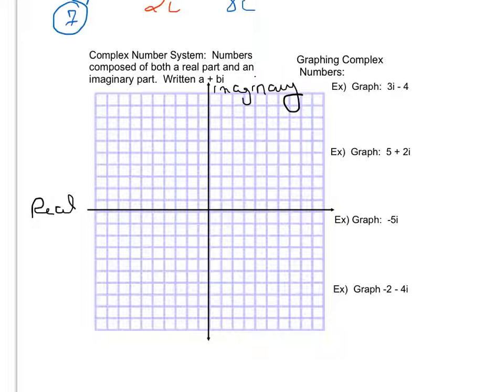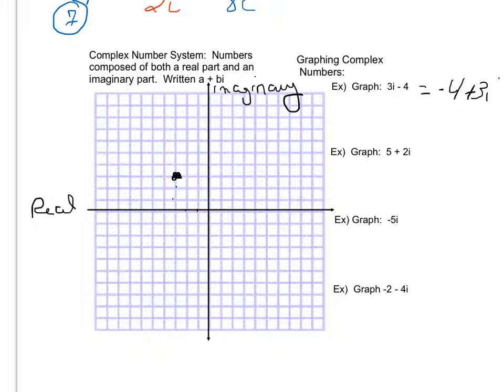So if I'm graphing 3i minus 4, I notice that if I were to write this in the form a plus bi, I'd have negative 4 plus 3i, because it does not matter what order we add and subtract in. The commutative property tells us that. So this tells me to go back 4 on the real axis, 1, 2, 3, 4, and then go up 3 on the imaginary axis, 1, 2, 3. So here would be my point, negative 4 plus 3i.